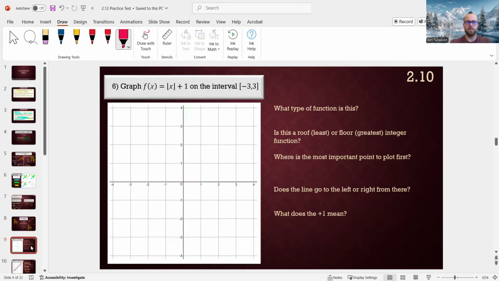And finally, number 6. Graph this function on the interval -3, 3. What type of function is this? I'm just going to have you go through this. We went through a lesson on this very recently, 2.10. So I'm going to ask you to go through this and try your best. Pause this so you can practice. And now we're going to see how you did.